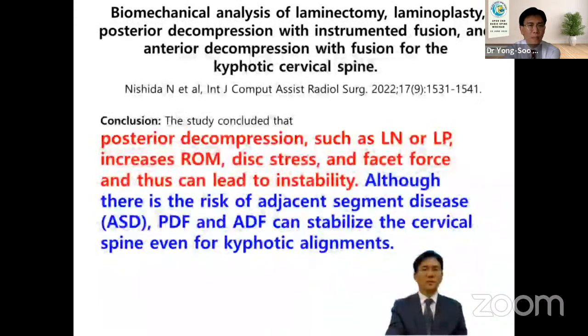Posterior decompression, such as laminectomy or laminoplasty, increases range of motion, disc stress, and passive pull, and those can lead to instability. Although there is the risk of ASD, posterior decompression with instrument fusion can stabilize the cervical spine even for kyphotic alignment.